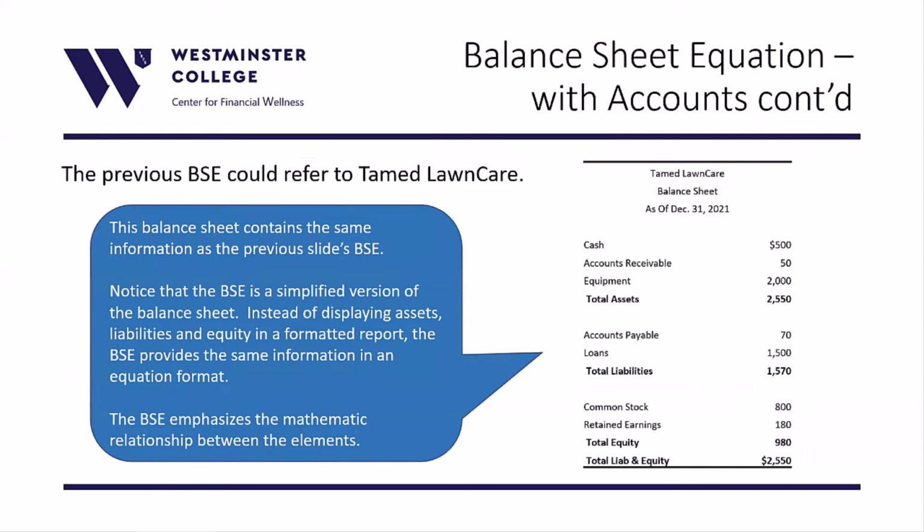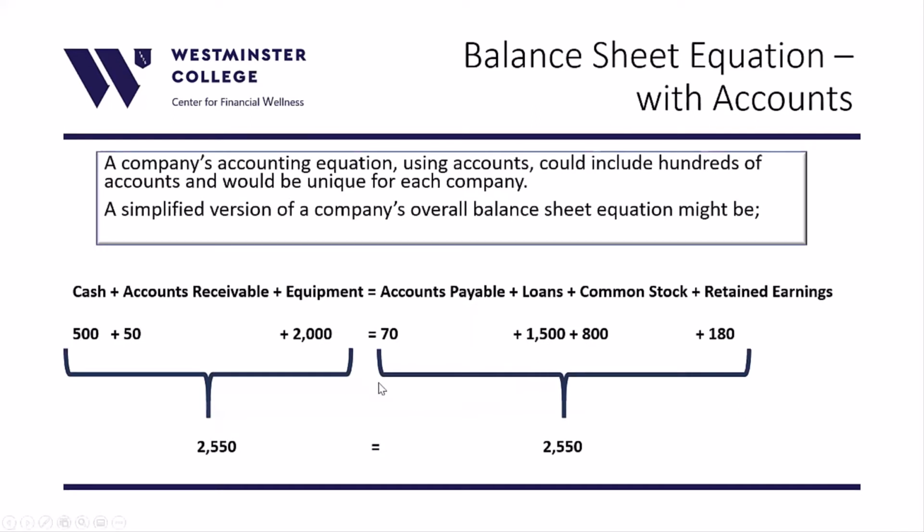Okay, just to relate the balance sheet equation to what we learned in the lesson on financial statements, illustrated here is the exact information as shown in the previous slide. So let's go back and look at it really quick. So we had some assets, cash, accounts receivable, equipment, totaled 550.